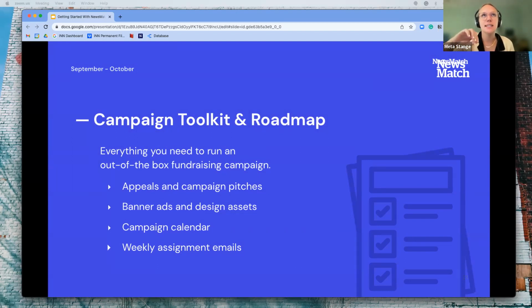When you end up seeing the toolkit and roadmap, it might be a little overwhelming at first, but everything is broken down into bite-sized chunks in order to make it more manageable for both you and your team. We're aiming to release the toolkit in September so you can get a jump start on your planning and kind of see what that looks like.